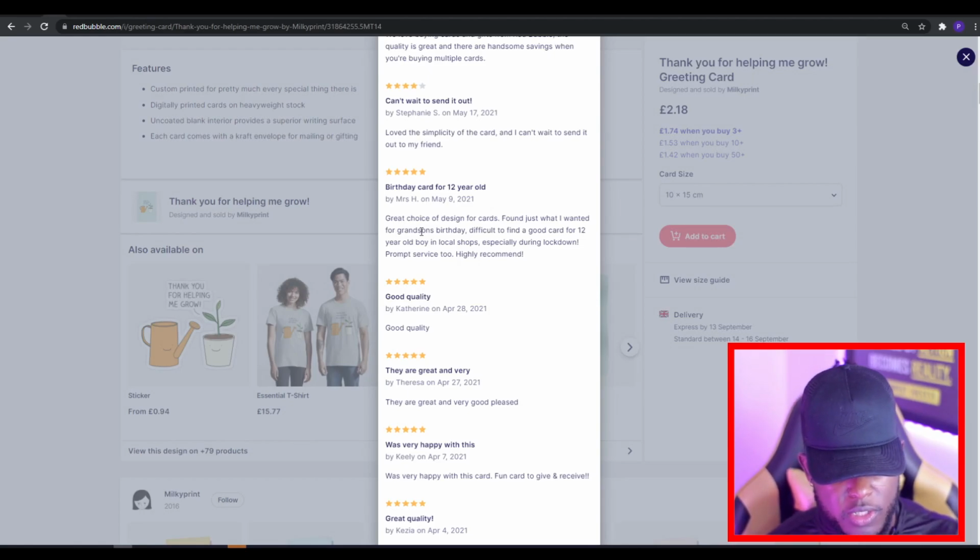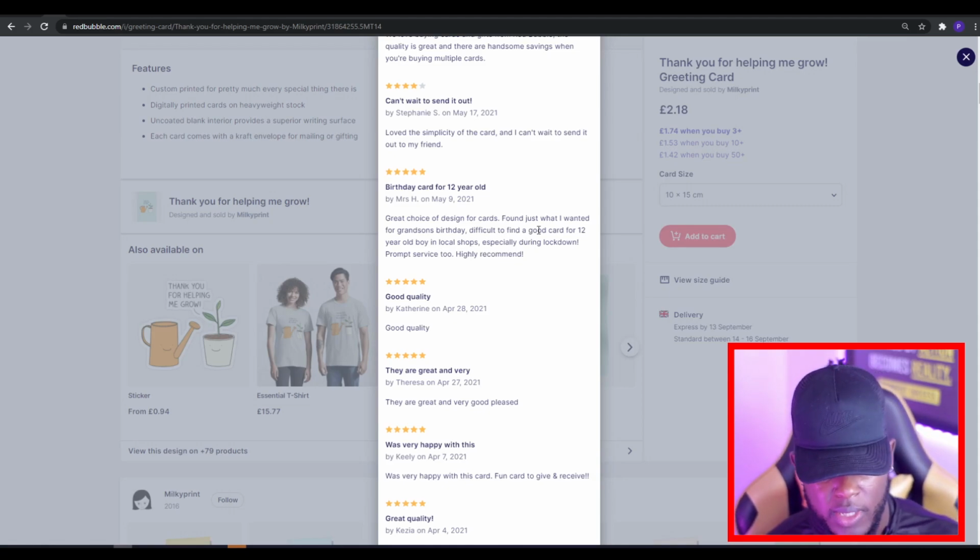Someone was saying, great choice of designs for cards, found just what I wanted for grandson's birthday. I find it difficult to get a good card for a 12-year-old in local shops, especially during lockdown. This is something I actually jumped on quite a while back. I made quite a lot of lockdown-based greetings cards that did quite well. And this just shows why people come to Redbubble, mainly because local shops may not have things that are linked to what you're looking for or what you're going through at a particular time.